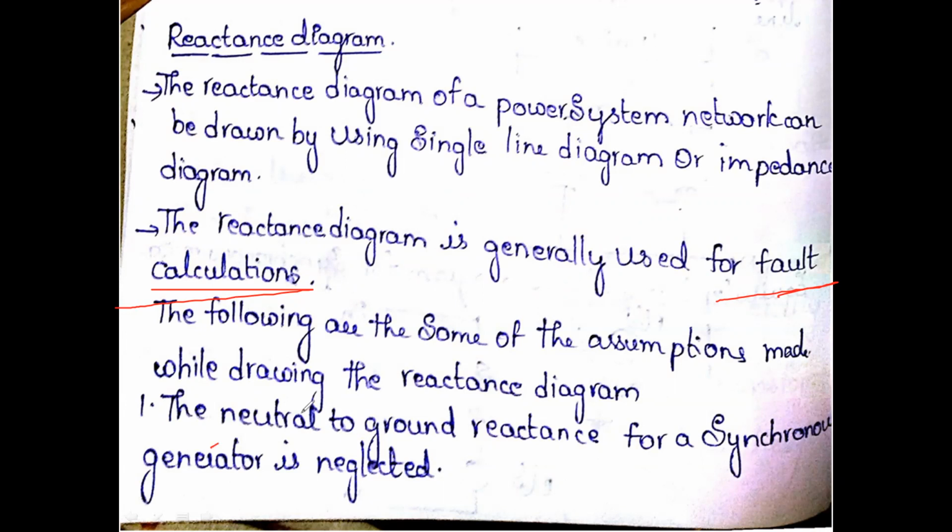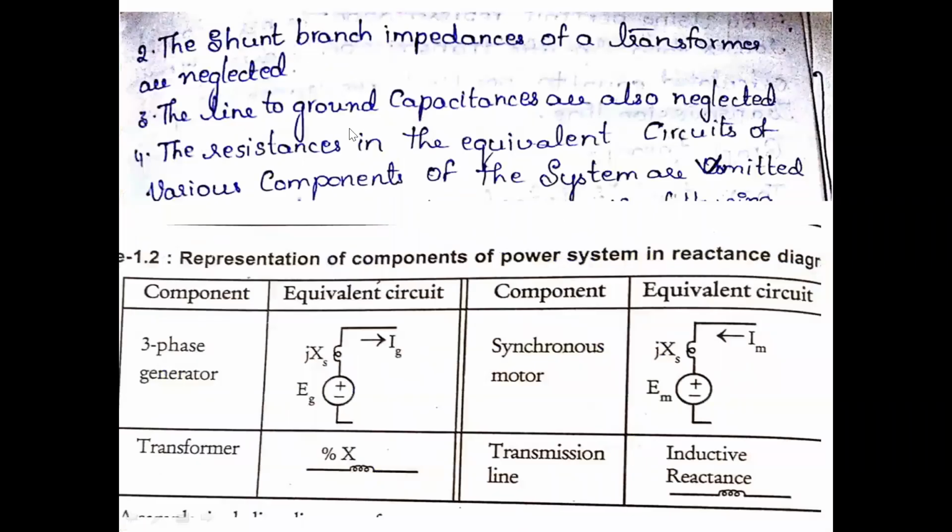The same assumptions which we have seen previously apply, along with one more assumption: line ground capacitance is neglected. The third and fourth points are that capacitance and resistance in our circuits are going to be neglected. Therefore, in a transmission line where we use the pi model, the capacitance can be neglected in the reactance model. These two assumptions will be added: ground capacitance and resistance are neglected.